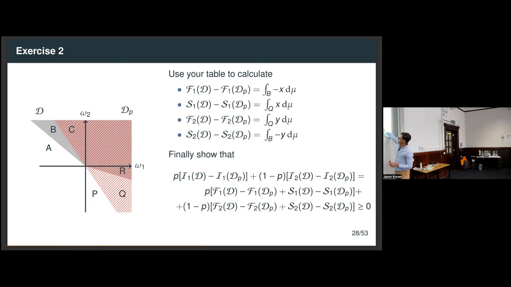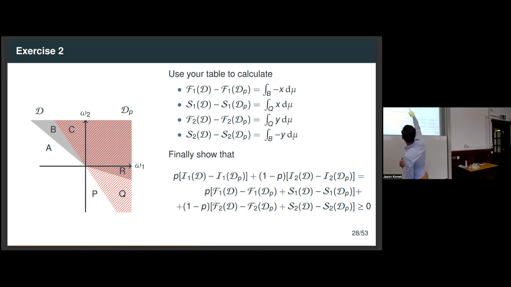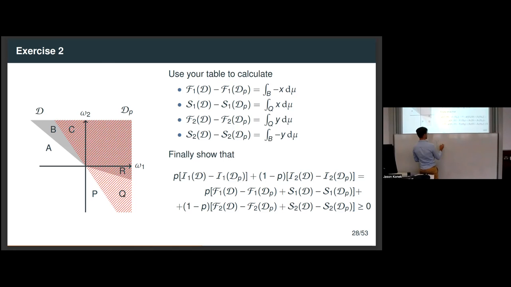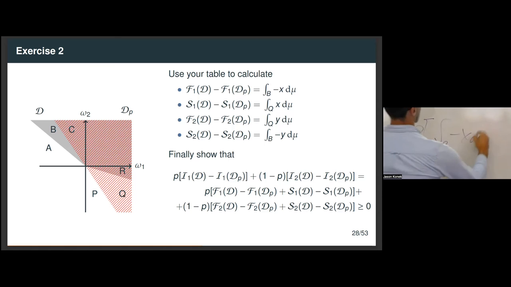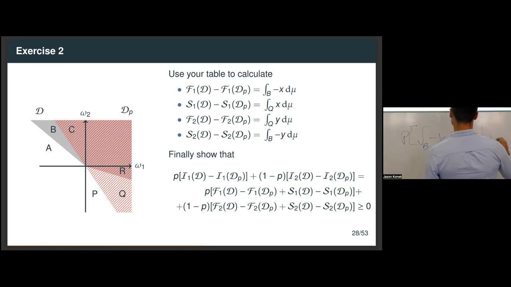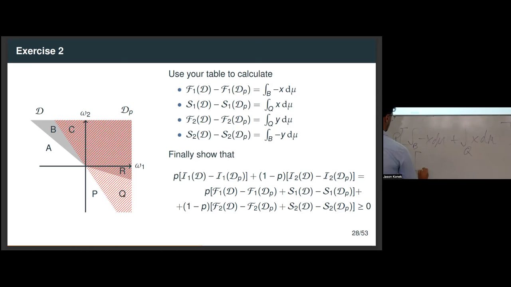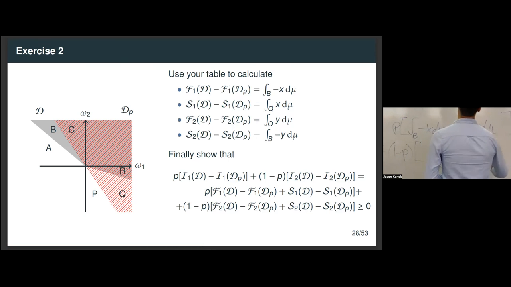So let's look at this one first. We already have F1, the difference between them up there. So let me just write that out. It's P. We're just going to take that second term. Okay. Now, what happens when we rearrange these terms?